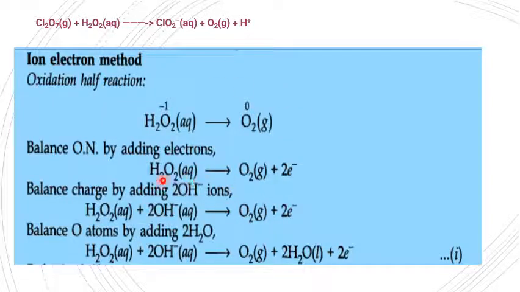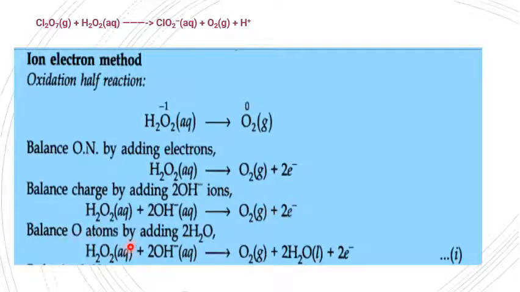So here you can check: H2O2 aqueous gives you O2, and you will write 2 electrons over here. Now balance the charge. Here it is 2 electrons. How will you balance the charge? You will balance the charge by adding OH minus if it is in basic medium, and H plus ions if it is in acidic medium. Here we are balancing it in basic medium. So you will add 2 OH minus ions on the reactant side. H2O2 aqueous plus 2OH minus gives you O2 gas plus 2 electrons.